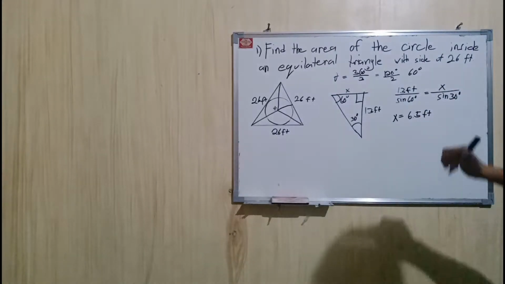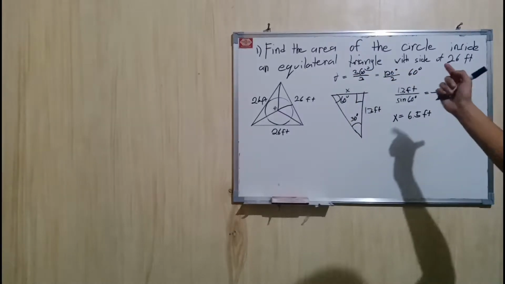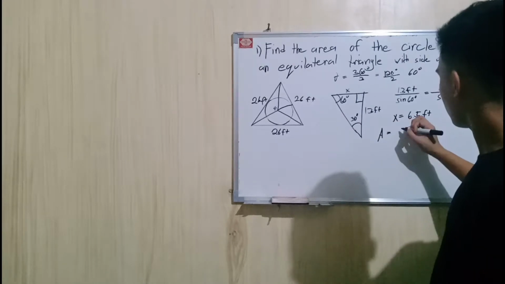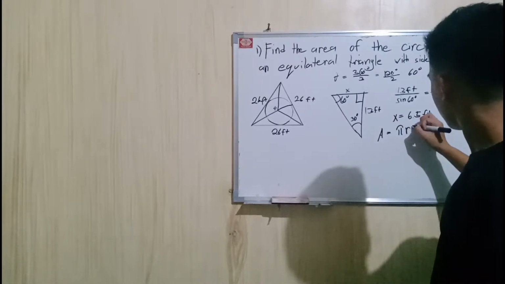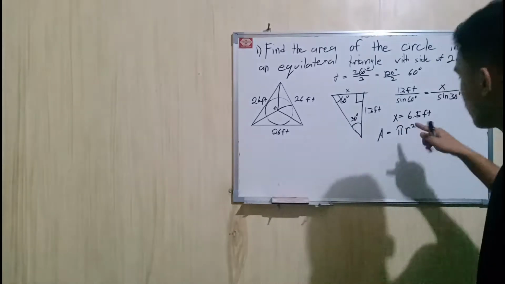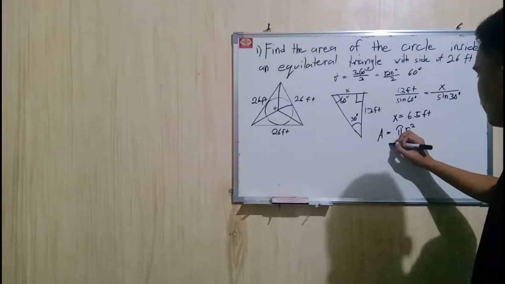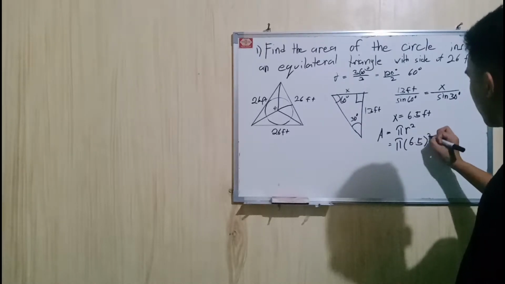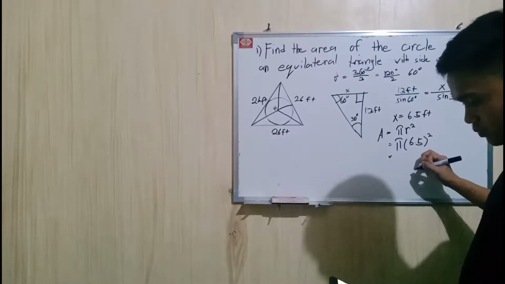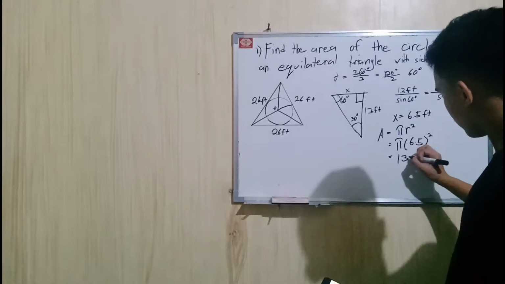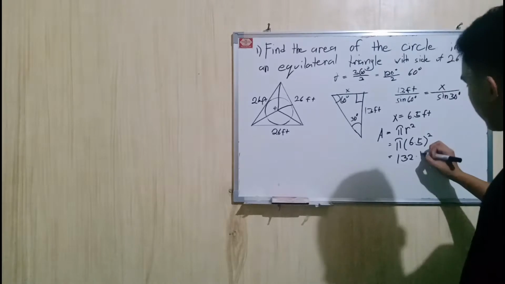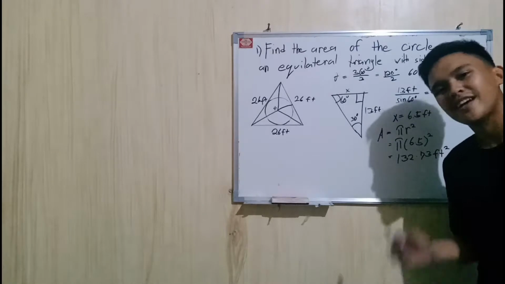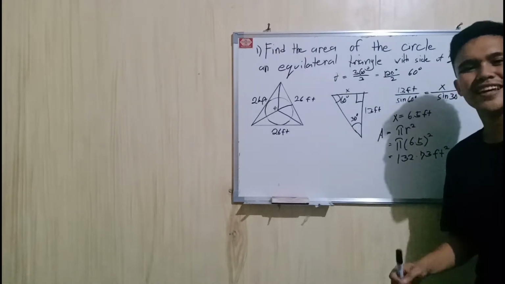Then to get the area of the circle, the formula is area of a circle equals pi r squared, where r is the radius, or the 6.5. So pi times 6.5 squared will be equal to 132.73 feet squared. I hope that you learned something. Thank you.